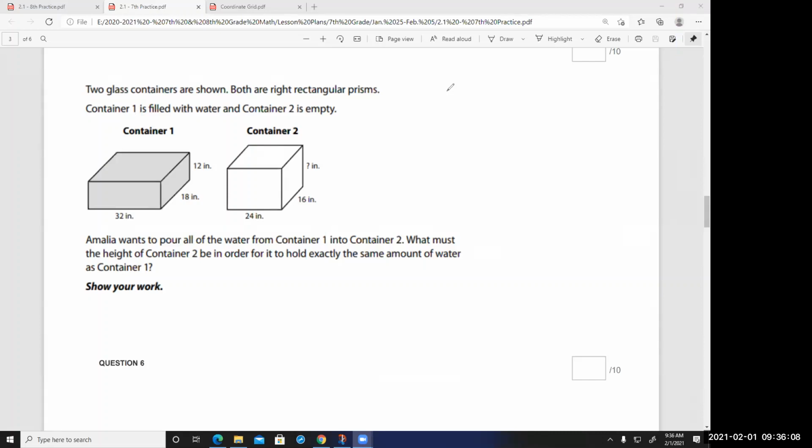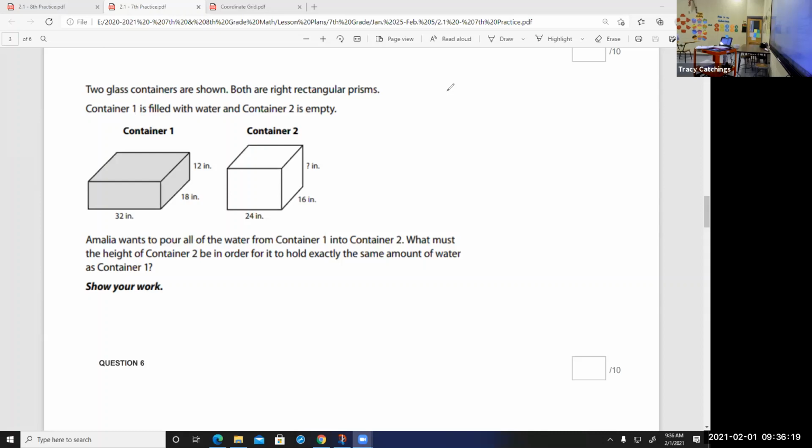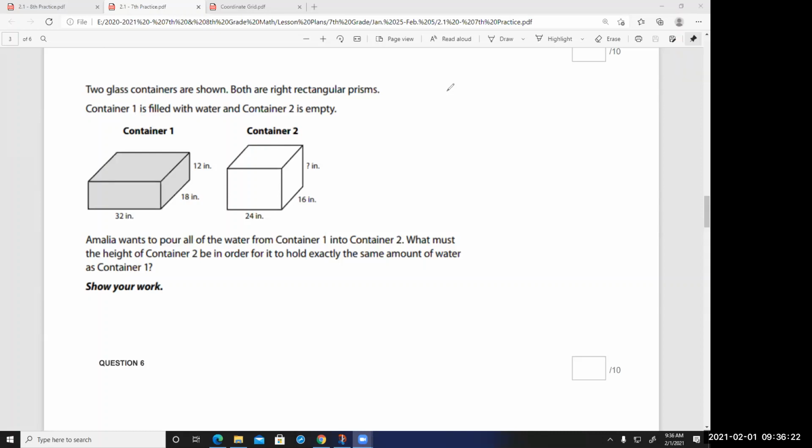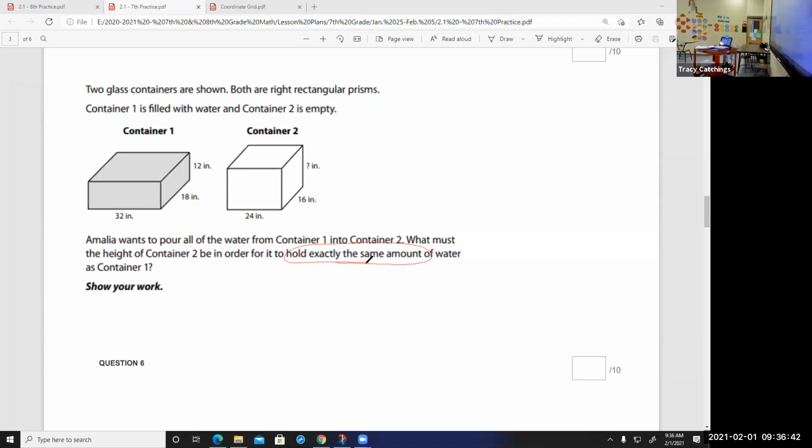Two glass containers are shown. Both are right rectangular prisms. Container 1 is filled with water and container 2 is empty. Malina wants to pour all of the water from container 1 into container 2. What must the height of container 2 be in order for it to hold exactly the same amount of water as container 1? All right, so they're trying to get it to hold the same amount of water. And before we can figure out the height of container 2, what do we need to do?